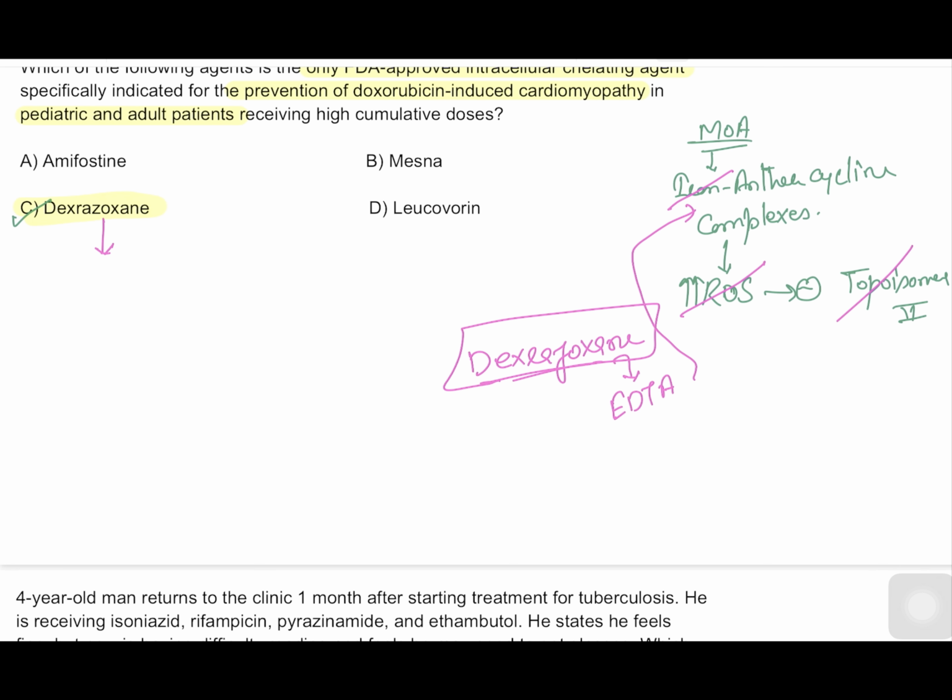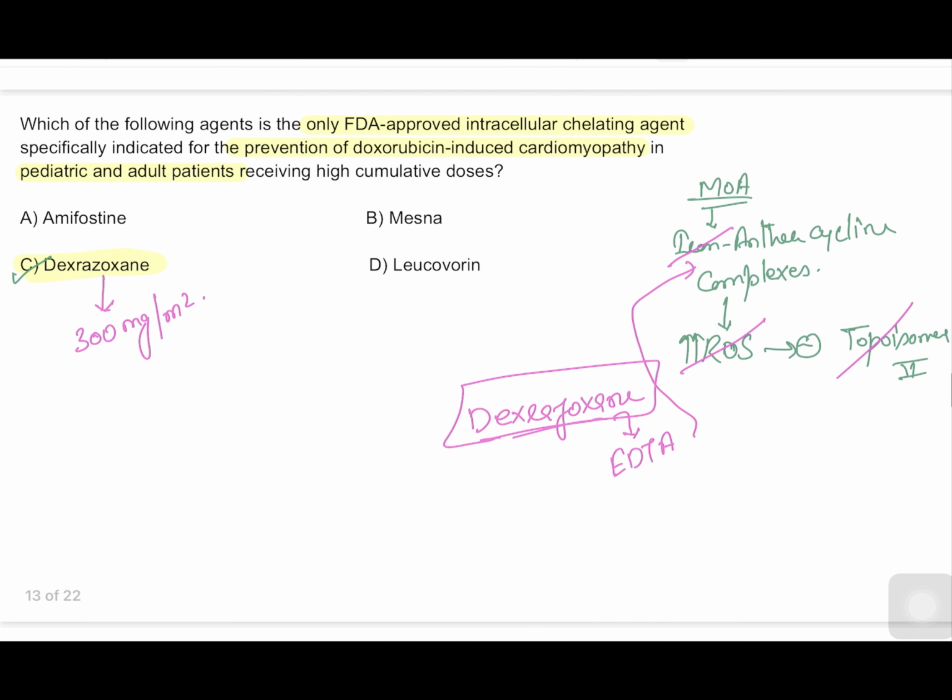Okay? Typically it is reserved for patients who have already received a cumulative doxorubicin dose of 300 milligram per meter square. Okay? It is reserved for these patients who have already received these doses and require continuous treatment, because it can decrease the risk of congestive heart failure or cardiotoxicity.